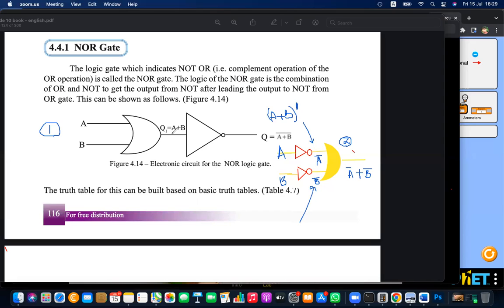Here first A OR B, then A OR B everything not. But here A will be inverted first, B will be inverted, and after inverting only it will become one. Understood or not?